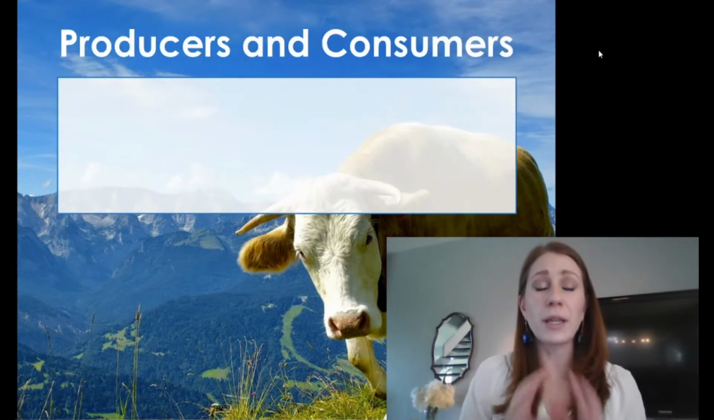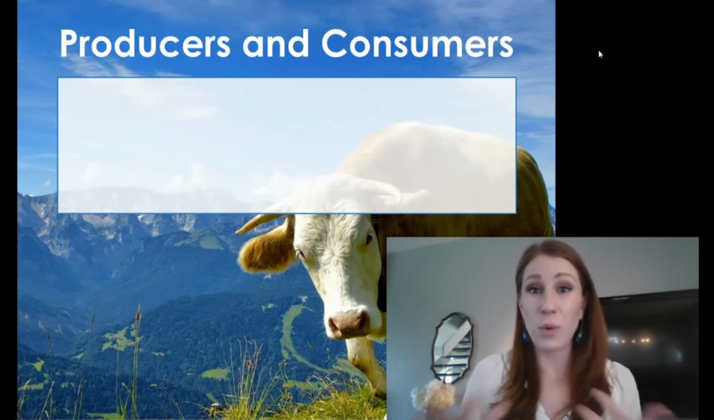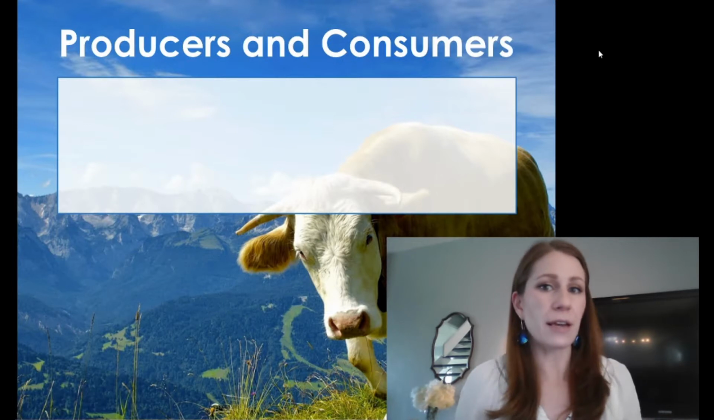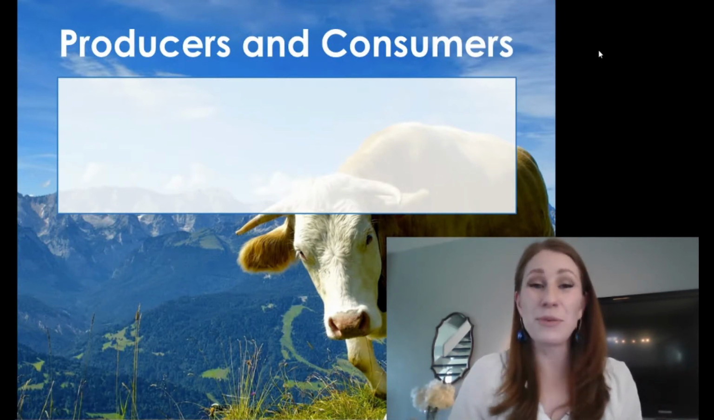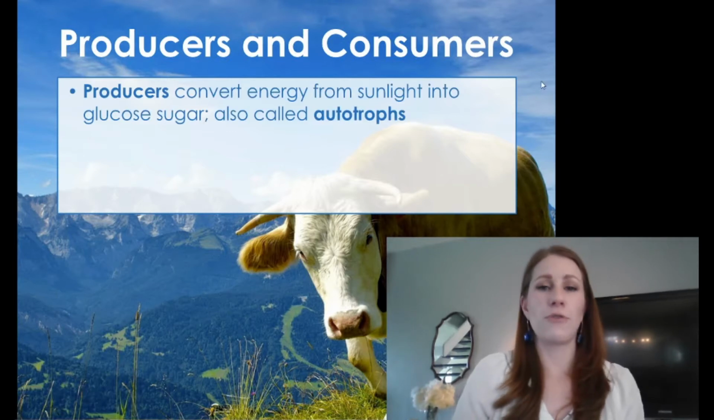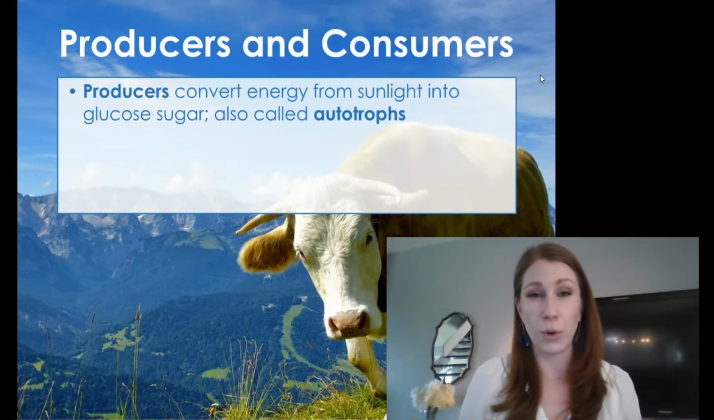So we have to quickly talk about a couple of key terms, producers and consumers. And they are what they sound like. Producers make things and consumers consume things or eat things. And that's what the difference is. Producers are going to be what we think of as plants. They take energy from the sun and they turn it into sugar called glucose.